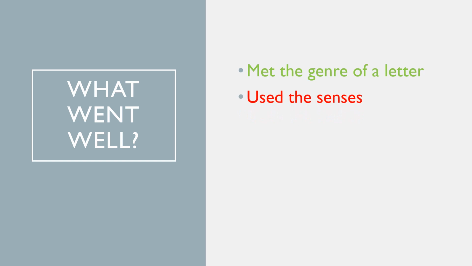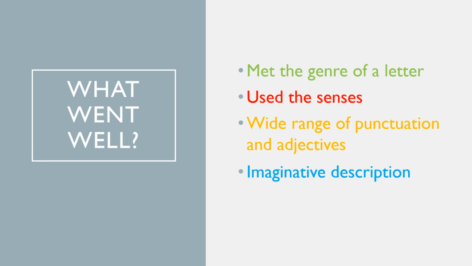Again, what went well? So it met the genre of a letter, used 5 senses, wide range of punctuation and adjectives, and imaginative description. This one was a little too imaginative. It focused too much on the description, but it did get what it needed to do out, which is describe an interesting building. So it did meet the criteria of answering the question.